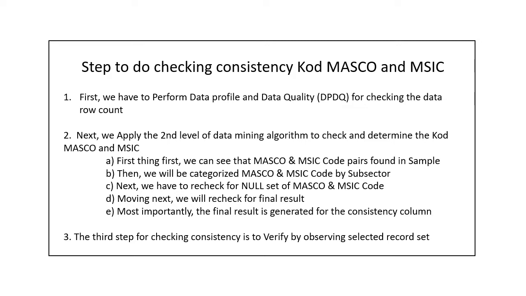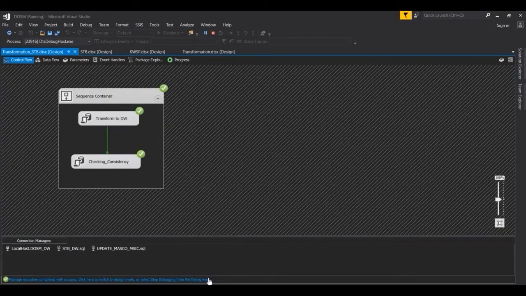Next, we have to recheck for the null set of mascot and MSIC code. Moving next, we will recheck for the final result. Most importantly, the final result is generated for the consistency column. The third step for checking consistency is to verify by observing the selected record set. For this transformation package, we are checking the consistency for the industry code.